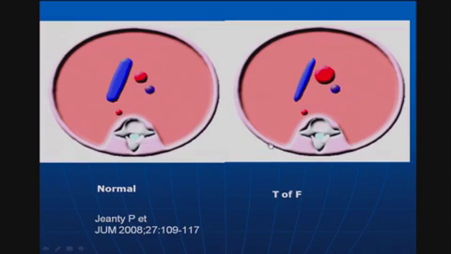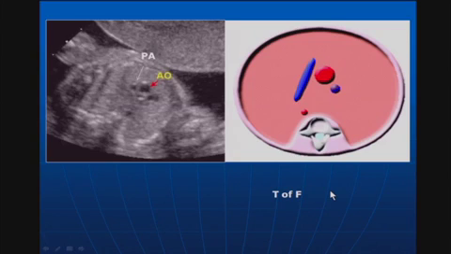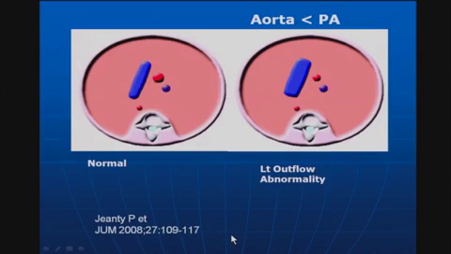This is what the normal should look like. This is what we imagine tetralogy of Fallot should look like. And in our imagination, we have the actual image with the pulmonary artery here, the aorta, and you note the marked discrepancy in the two.